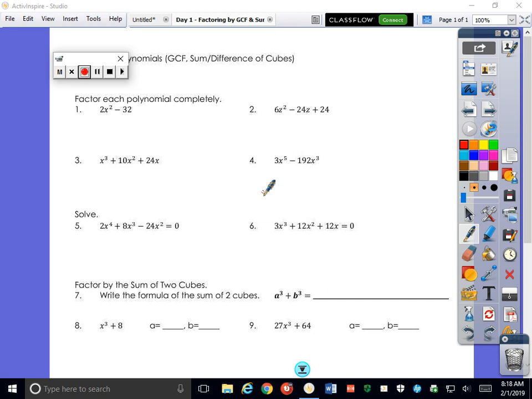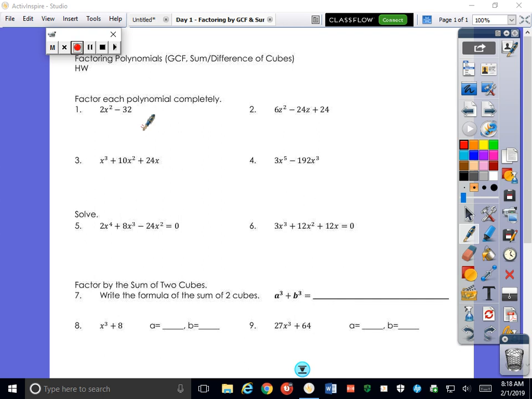So today we learned how to factor polynomials with a higher degree. Factor completely means that you have to make sure that even after you factored the first time, there is not anything left that can still be factored. So numbers 1 through 4, they want us to factor completely. So we're going to look for anything that they have in common. GCF is always what you want to look for first.